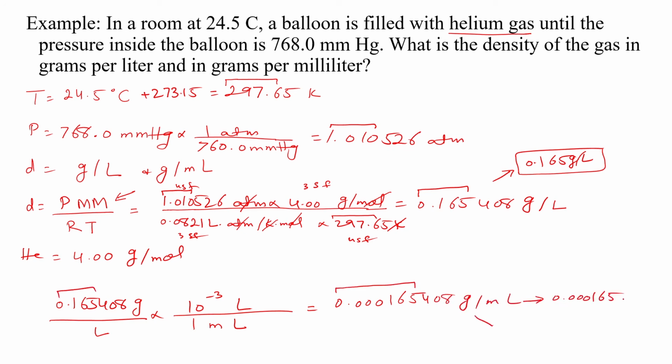In standard notation, your answer will be 0.000165 grams per milliliter. You can also give your answer in scientific notation, and when you do that, your answer will be 1.65 times 10 to the negative 4 grams per mL. So both answers are correct.